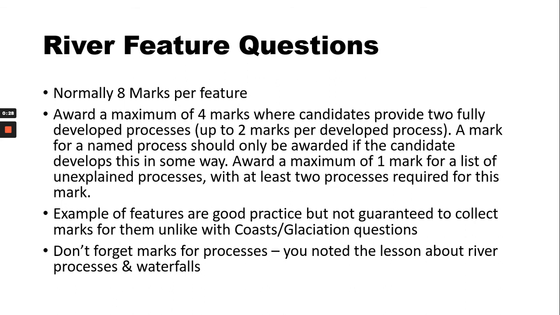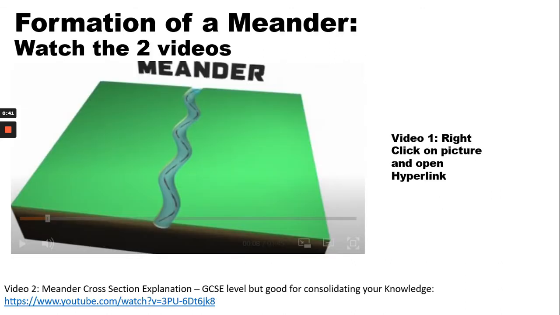Reminder, 8 marks a question, 4 marks are available for explaining processes in detail. Example features are good practice if you do have an example. Don't forget marks for processes, and we'll quickly talk about that in a second.